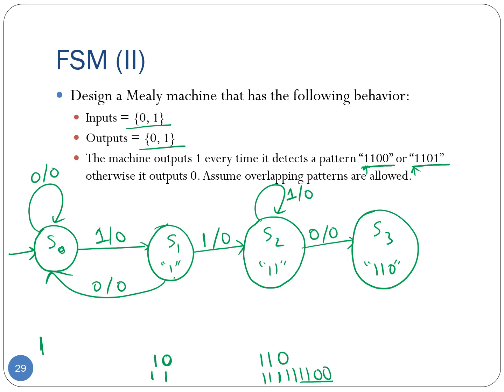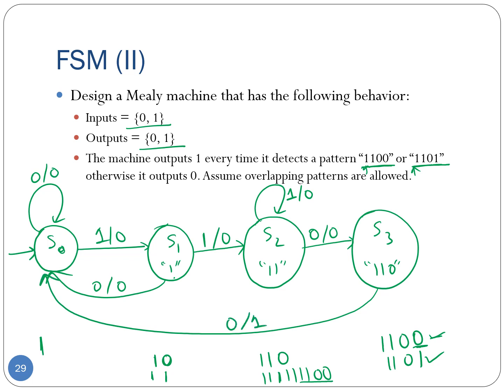Now at S3, you have already seen 110. So if you get either a 0 or a 1, you should output 1, because both patterns are of our interest. But the question is, where should you go? So here at S3, after 110, if you get a 0, you see 0 cannot start the next pattern, and therefore if you get a 0 here, you output a 1, but you go back to the starting state S0.